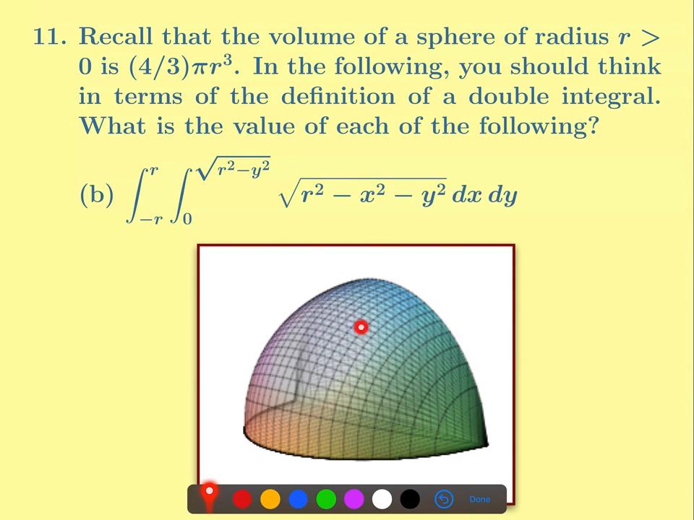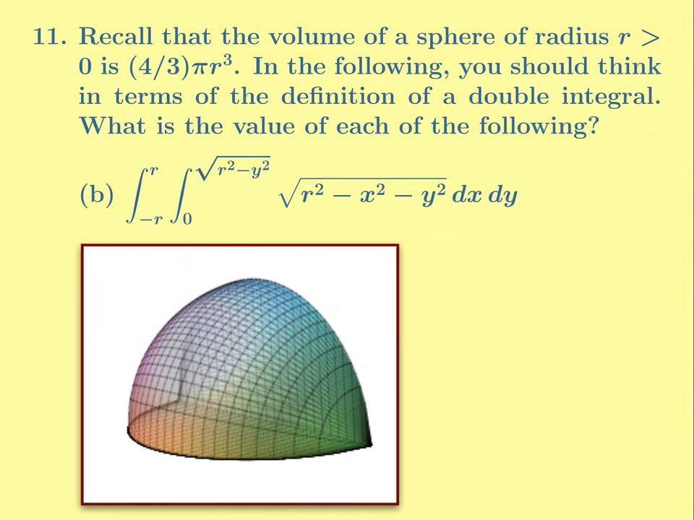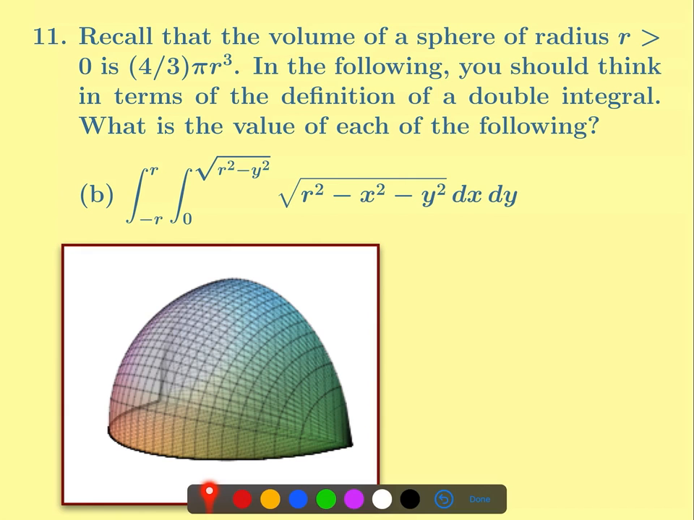And then the top is again the sphere that we've been looking at before, and we have this picture, which is a quarter of a sphere. And so the volume of this solid is going to be 1/4 the volume of a sphere of radius r, and so this will just be pi r cubed over 3. So the answer to B is pi r cubed over 3.